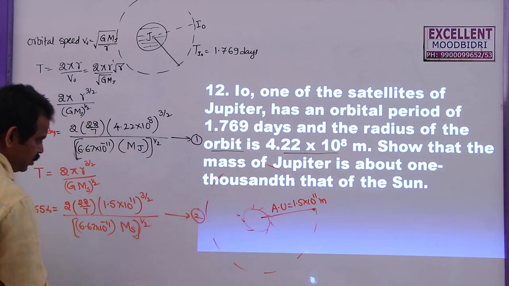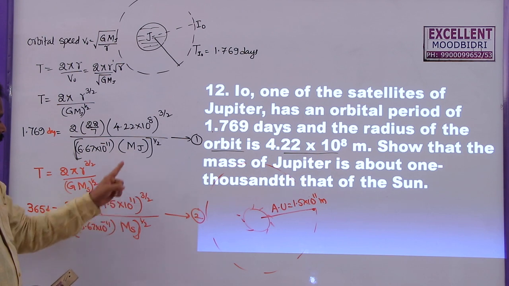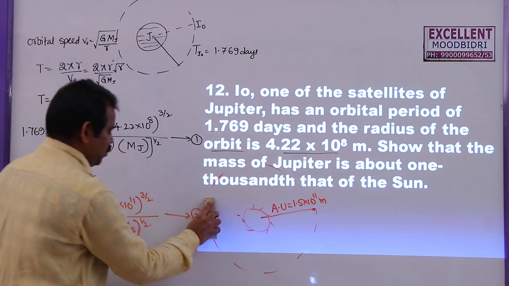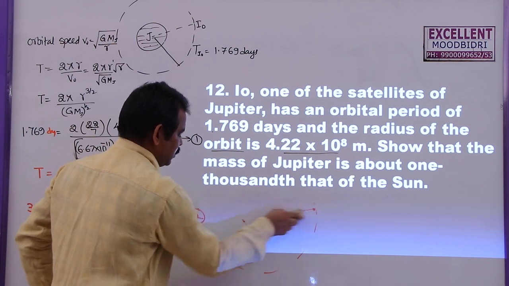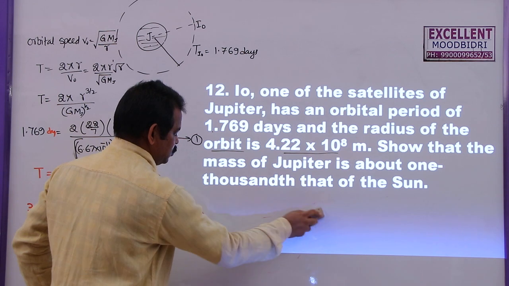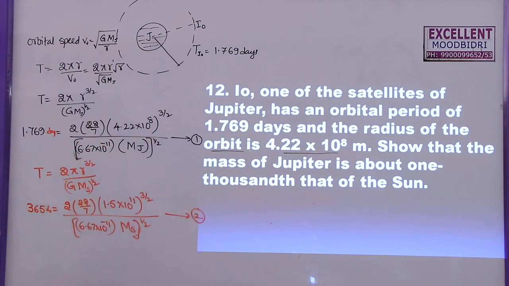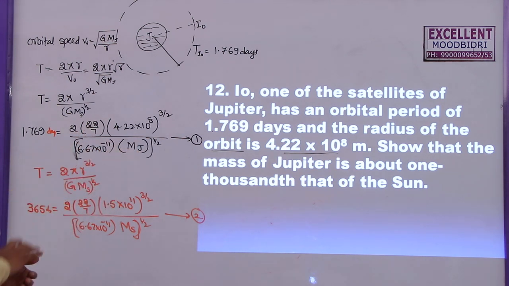So I got the two equations. By comparing these two equations, the only unknown quantities in these two are the mass of Sun and the mass of Jupiter. So now I am going to compare the masses of Sun as well as Jupiter, and I have to show that one is 1 by 100 times the other. That is, the mass of Jupiter is 1 by 100th the mass of the Sun.